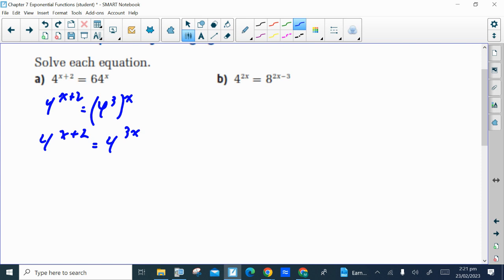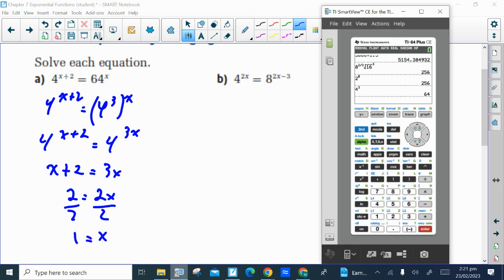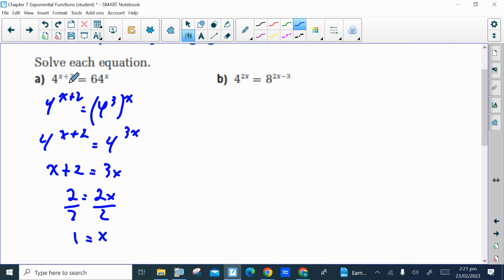The two sides are equal. If the bases are equal, the exponents are equal as well. And so now we need to solve for x. Subtracting the x from both sides, we'll get 2x on the right, and then divide by 2. X equals 1. There's our solution, which we will check. You can check it in the calculator if you want, or in this case, when x equals 1, 1 plus 2 is 3, 4 cubed is 64. And when x equals 1 on the right side, you get 64 to the 1, which is 64. So it checks.